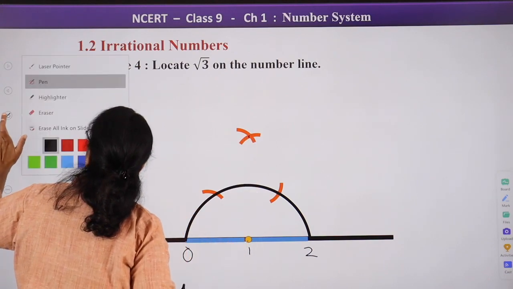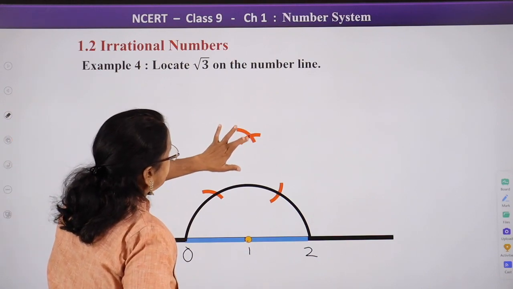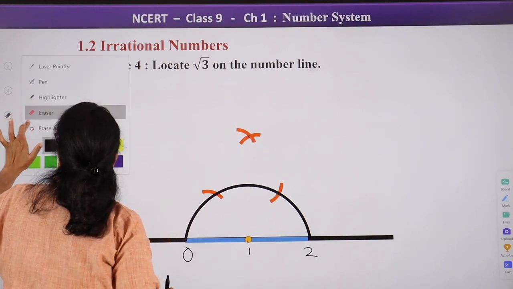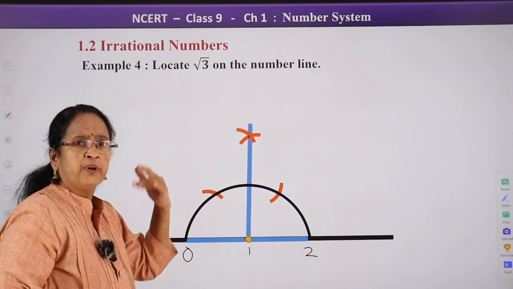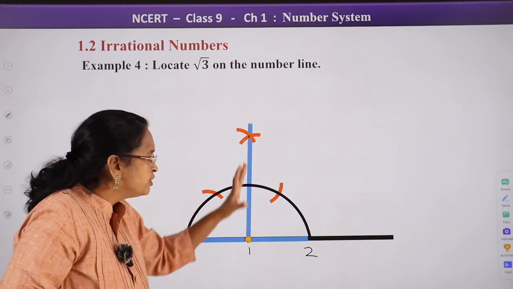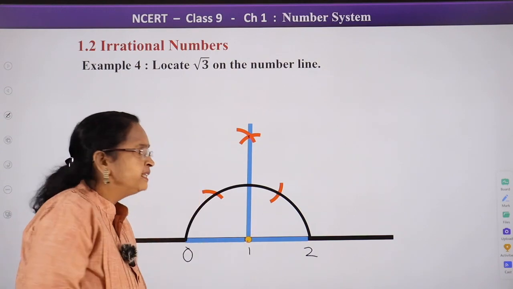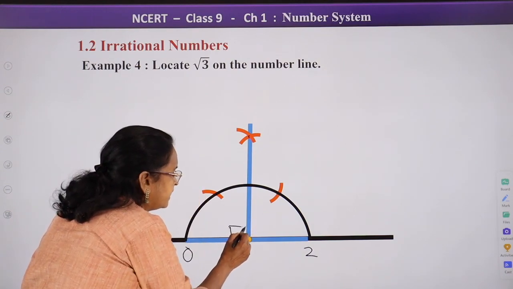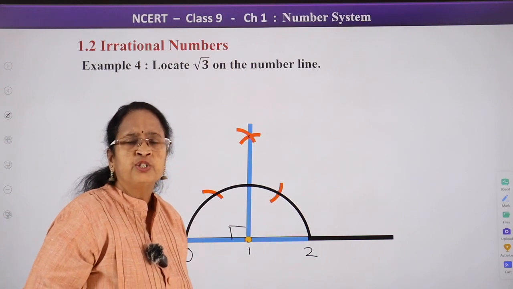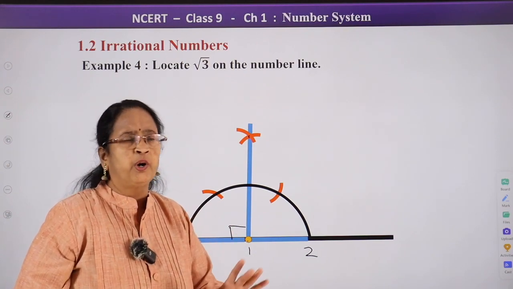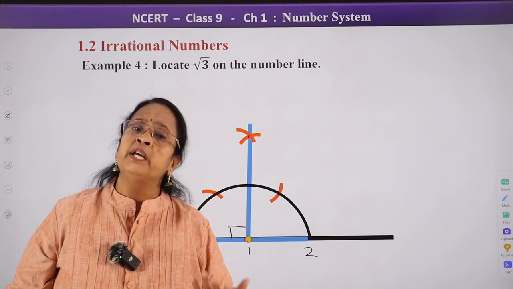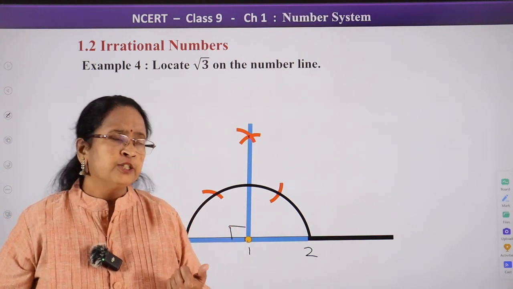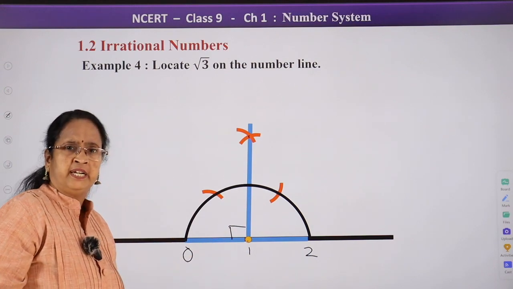Now this point you will join. This is the joining point. We have drawn the line. This is 90 degree. So we have drawn 90 degree because if we don't draw 90, we can't use Pythagoras theorem. So we have drawn 90.